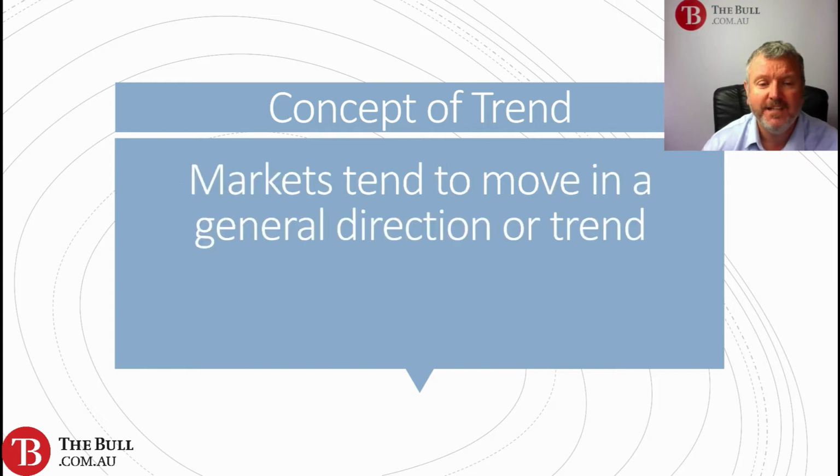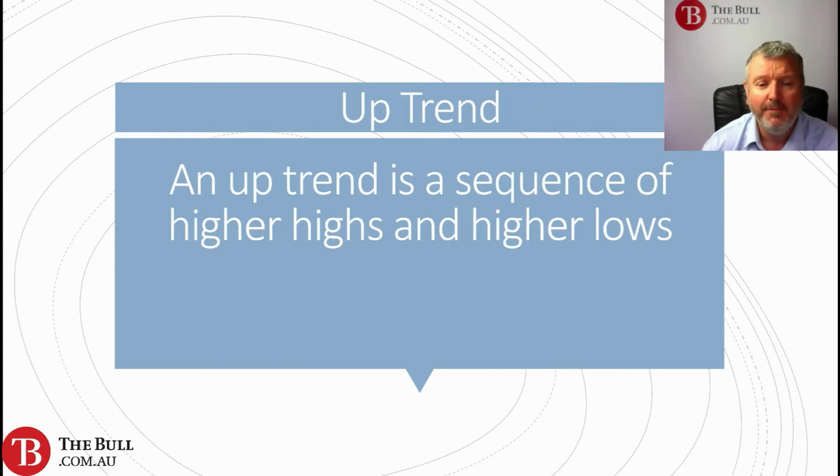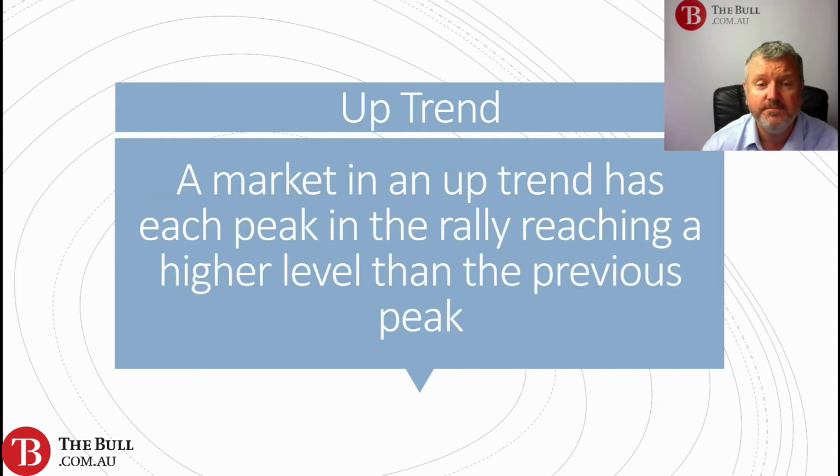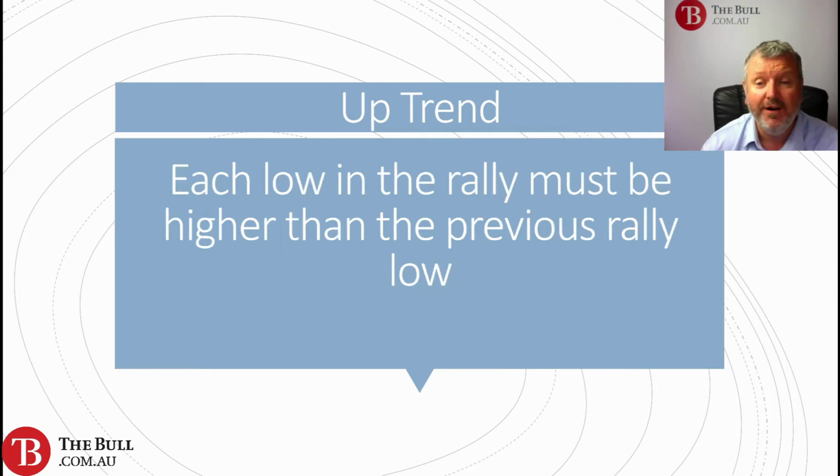So the concept of trend. What is a trend? Markets tend to move in a general direction, which in technical analysis we call a trend. An uptrend is a sequence of higher highs and higher lows within that trend. In an uptrend, price will rally to a high or a peak, then sell off or correct and retrace to a new low or a trough. A market in an uptrend has each peak in the rally reaching a higher level than the previous peak. Each low in the rally must be higher than the previous low in the rally.